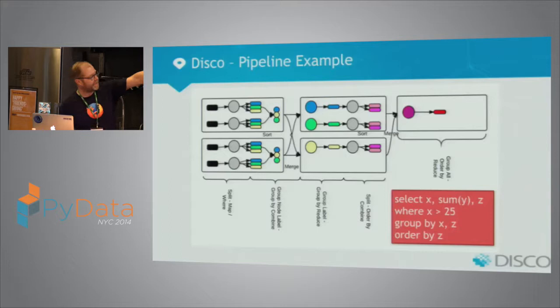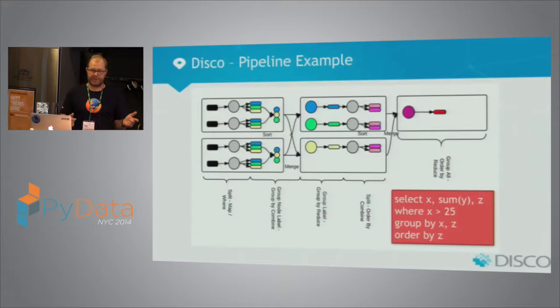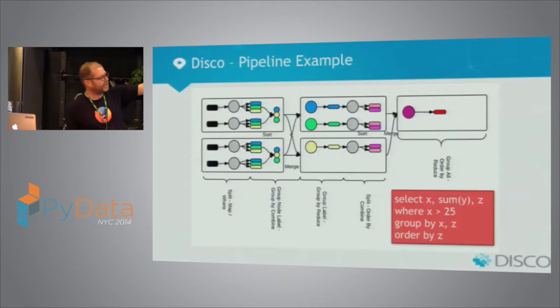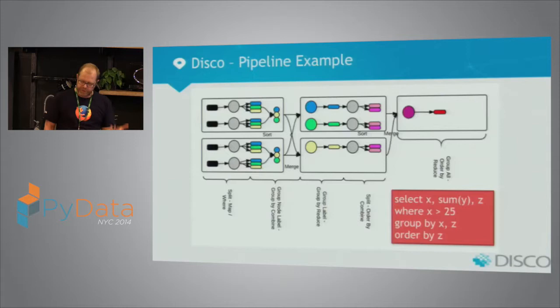So in the split task, we would be filtering where greater than 25, and we would be emitting it based on a group by of X and Z. In the second step, this would be like a shuffle phase before a reduce. In the second phase, you notice also that during pipeline execution, you can either sort or merge your data, and it will do it on the key that you specify.